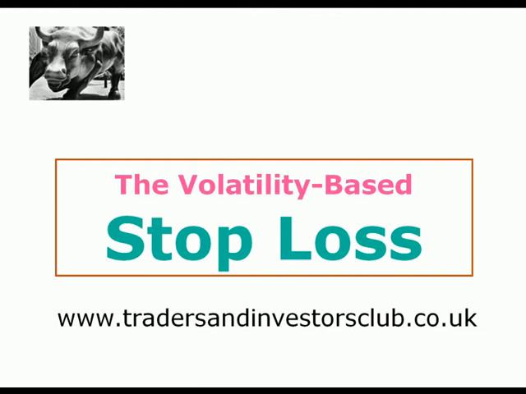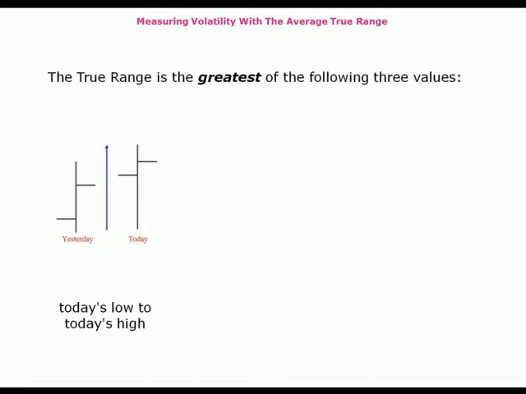The final concept that I want to discuss is the use of the average true range indicator that will help us to place our stop loss orders in an objective fashion. The average true range indicator was developed by Wells Wilder, and the beauty of this indicator is that it caters for gaps that occur between the close of the day before and the opening of the next day.